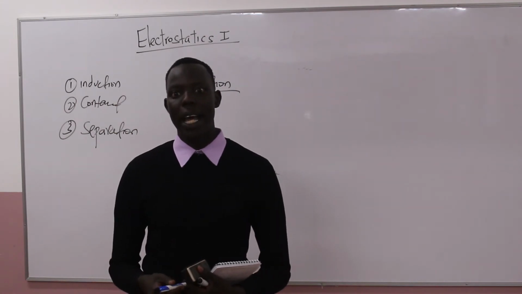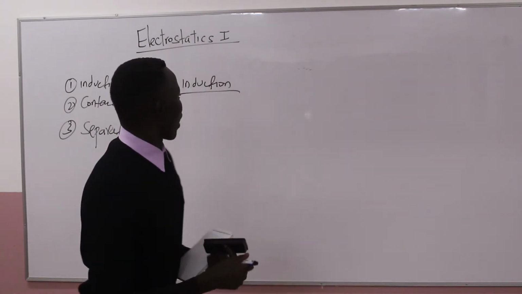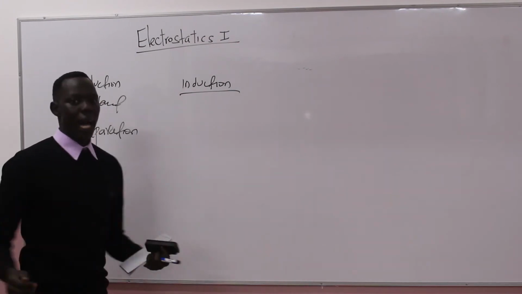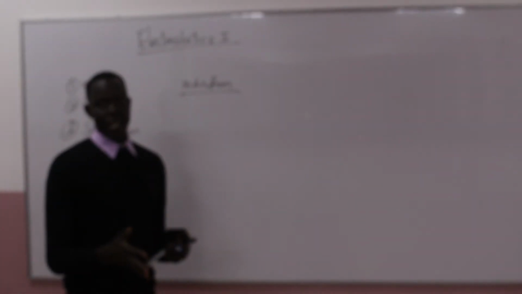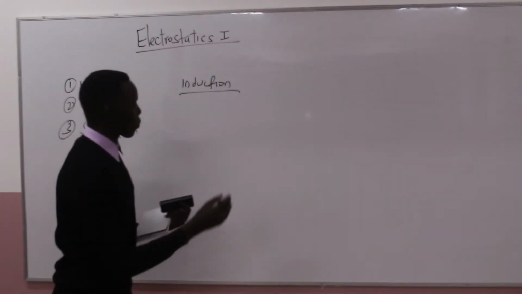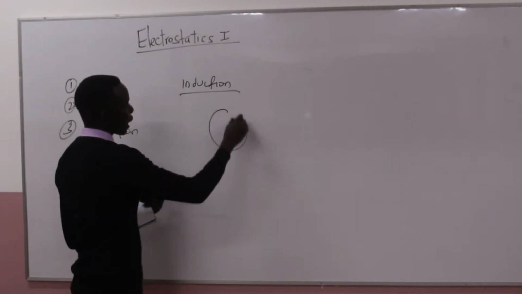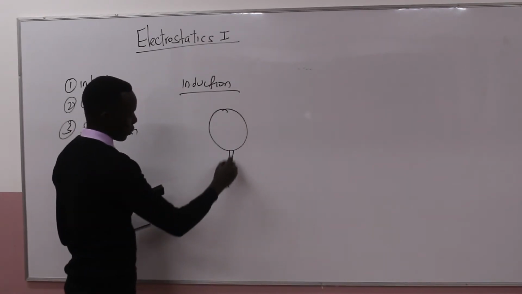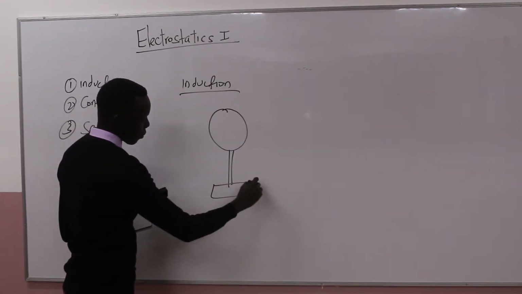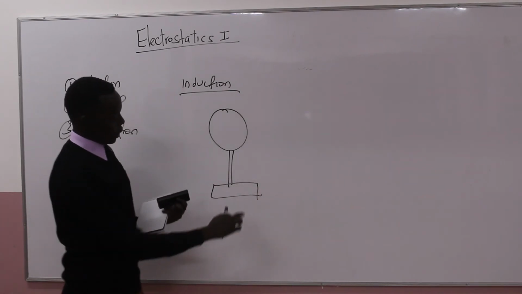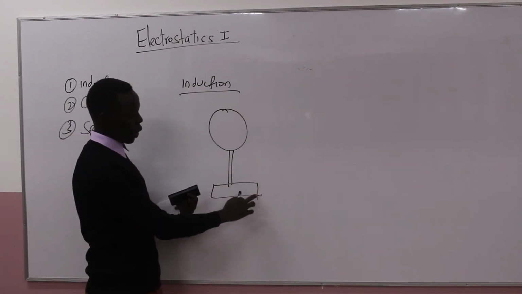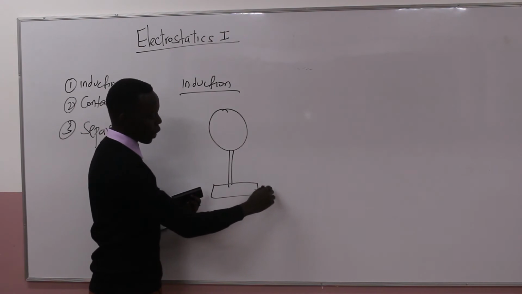So now, let's look at this method of charging by induction. Meaning there is no contact. So for example, you want to charge a polystyrene ball like this one. First of all, the stand is on a base, and this one should be an insulator.